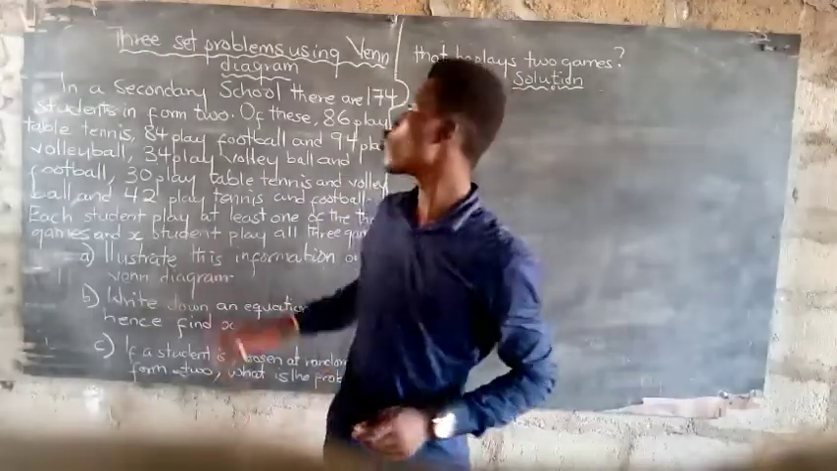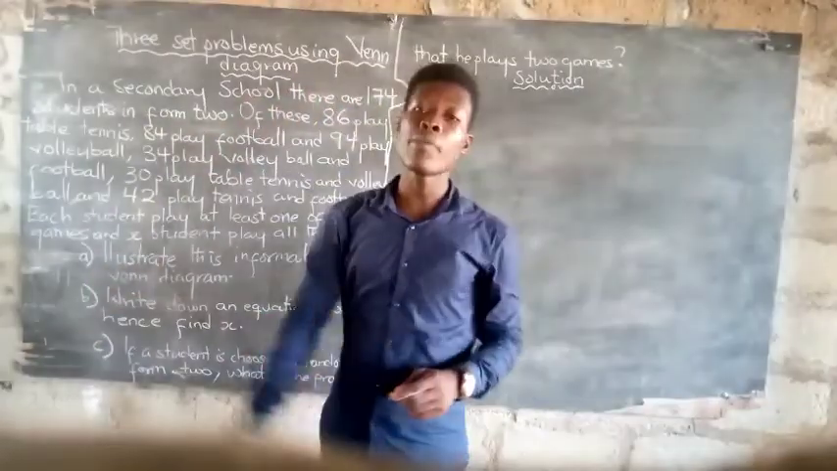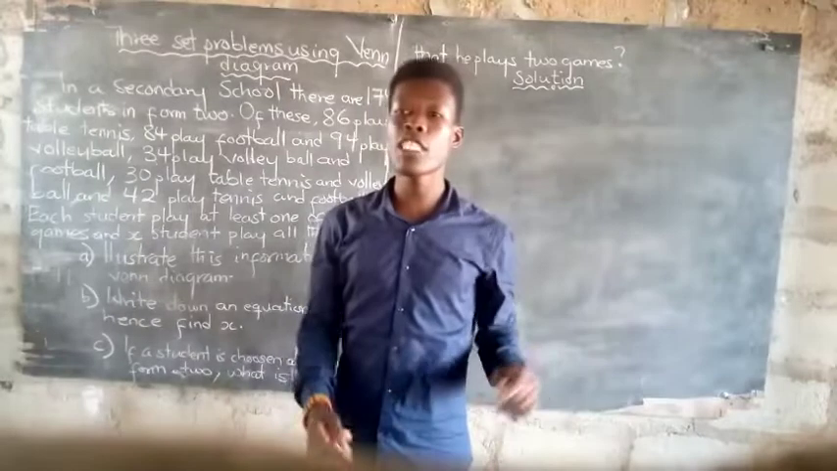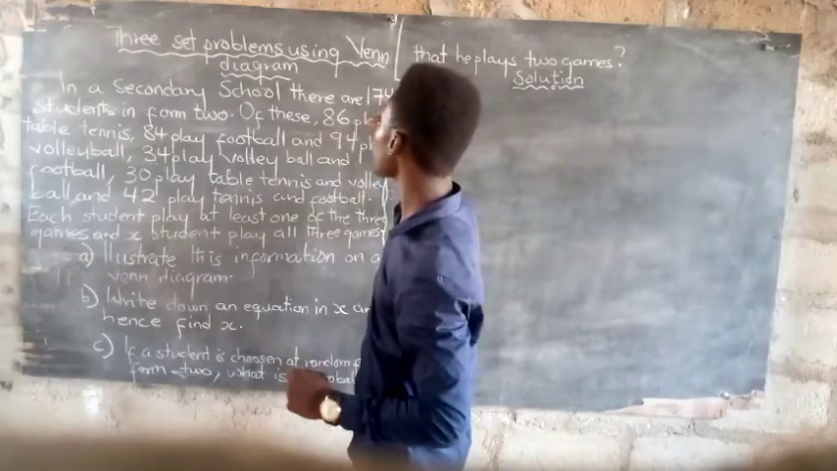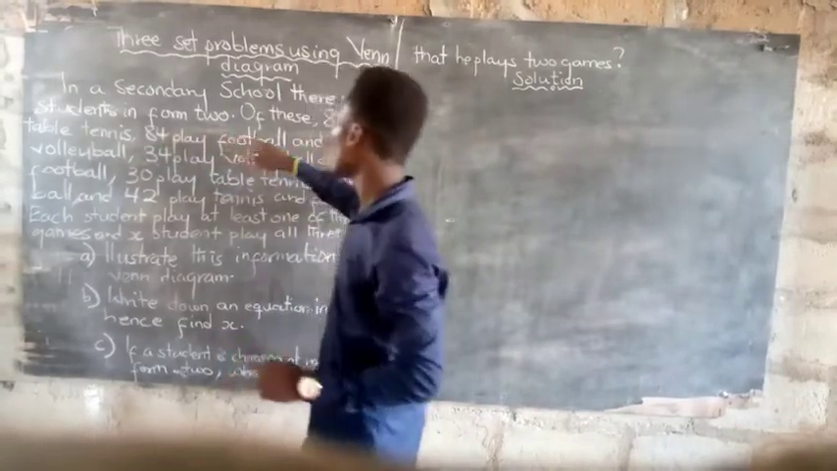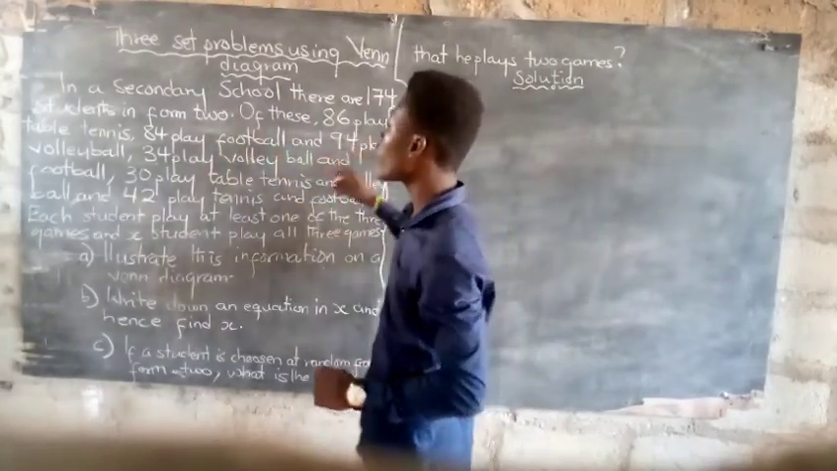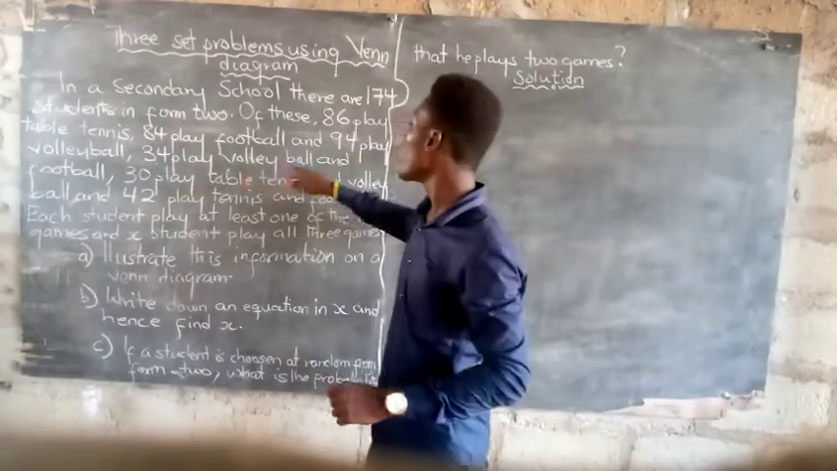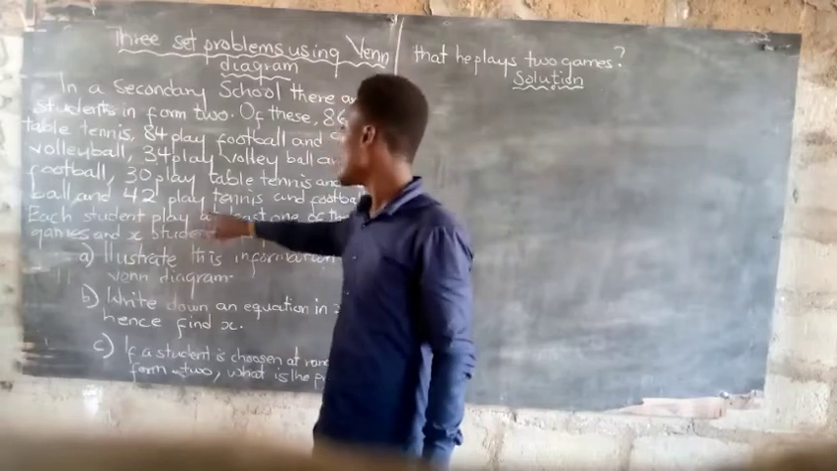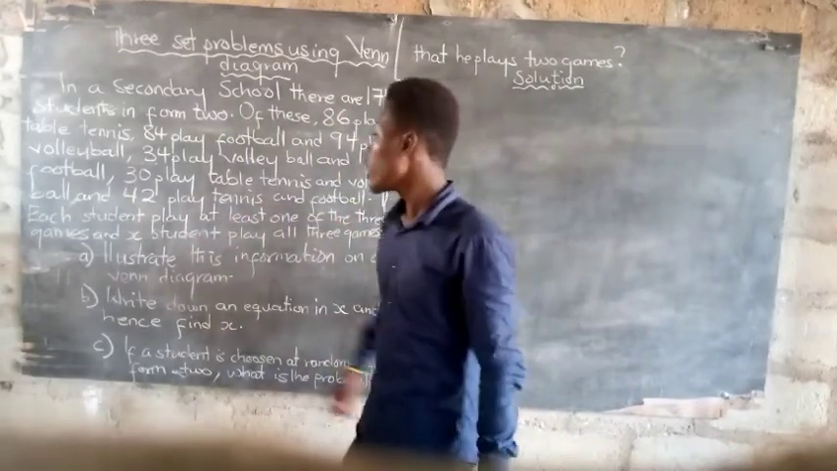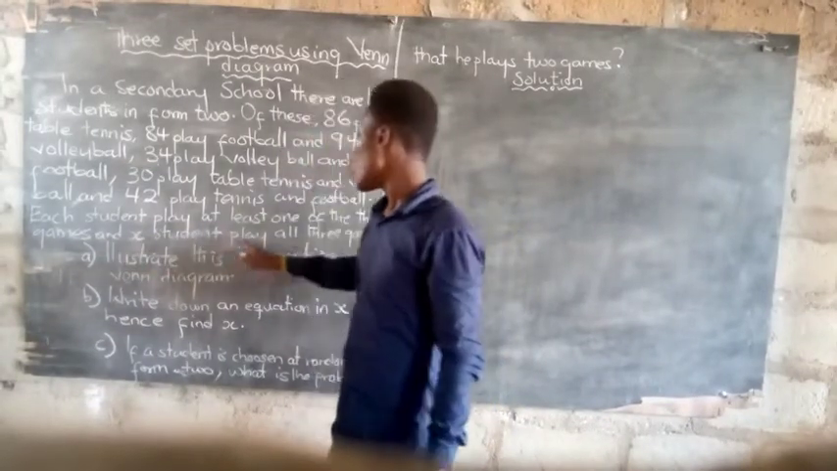In today's class, we are going to talk about three-set problems using a Venn diagram. This Venn diagram was made by John Venn, as we all know. In today's problem, we have a problem on the board which says that in a secondary school, there are 174 students in Form 2. Of these, 86 play table tennis, 84 play football, and 94 play volleyball. 34 play volleyball and football. 30 play table tennis and volleyball, and 42 play table tennis and football. Each student plays at least one of the three games, and X students play all three games.